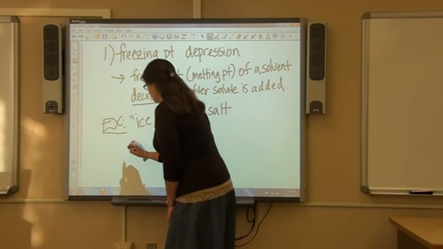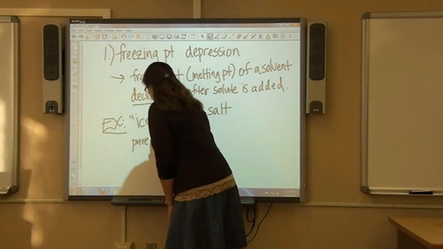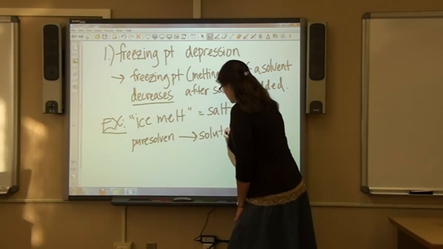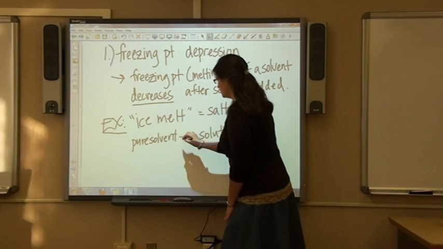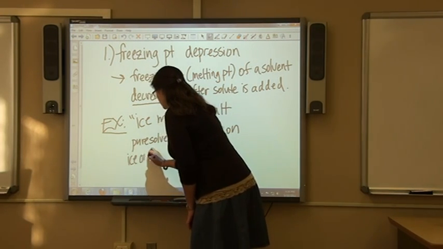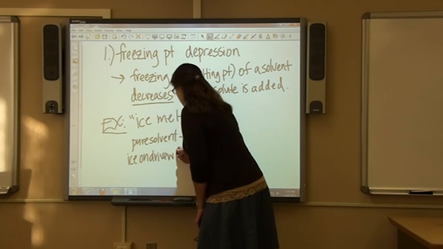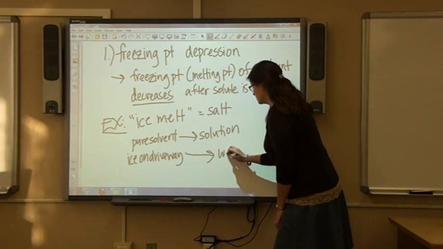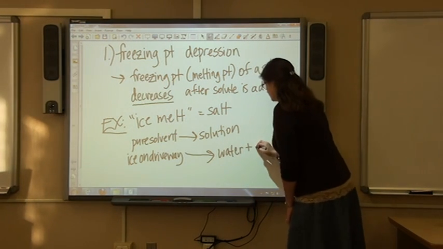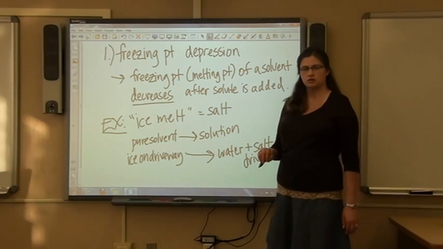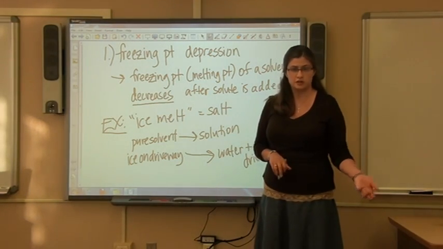So you're going from pure solvent to solution. And in this case, your pure solvent is the ice on the driveway. And the solution is the water plus the salt on your driveway. Okay, so why does that work? Why is ice melt something you should have in your garage?